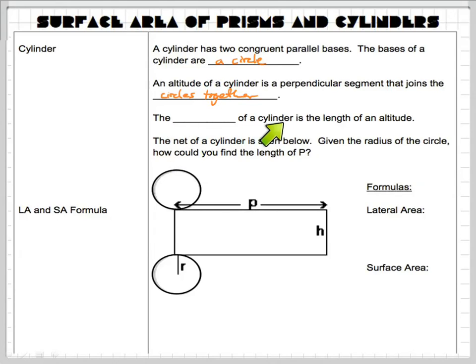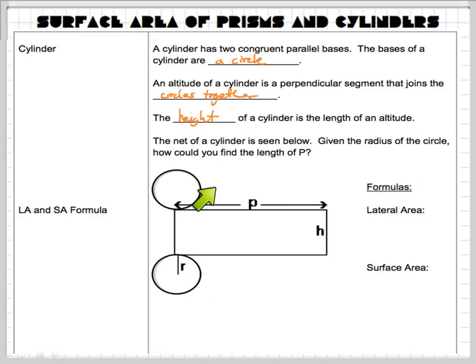The blank of a cylinder is the length of the altitude. You could put height right there. The height, H-E-I-G-H-T. The net of a cylinder is seen below.